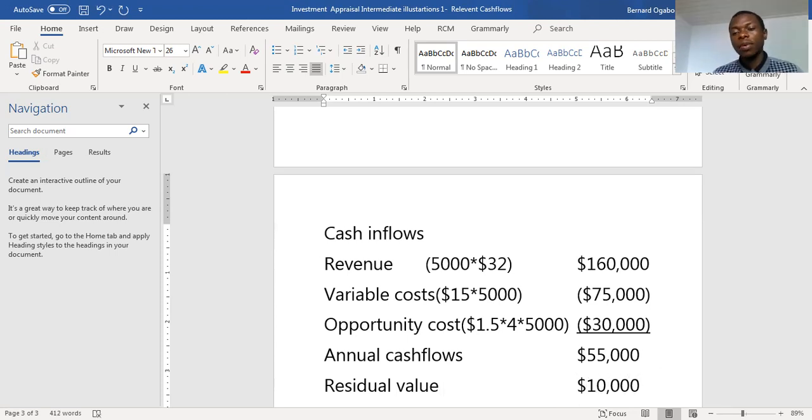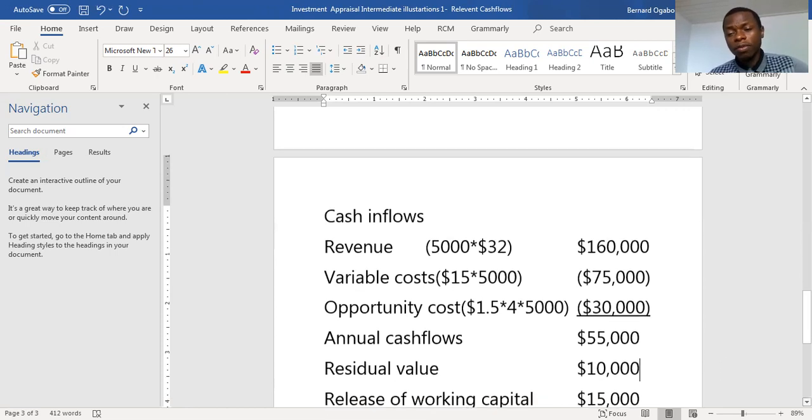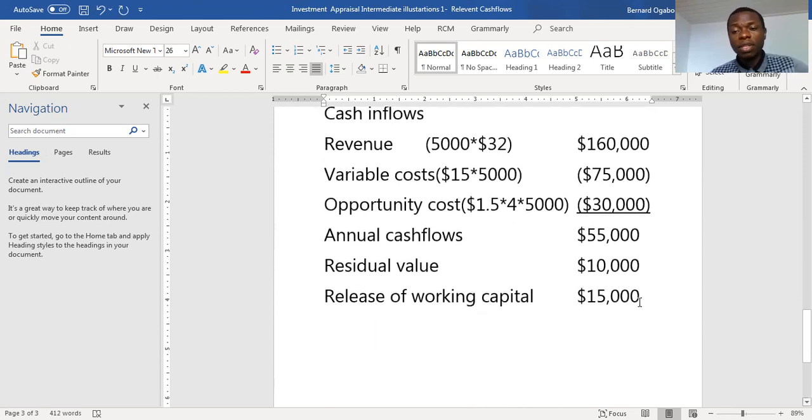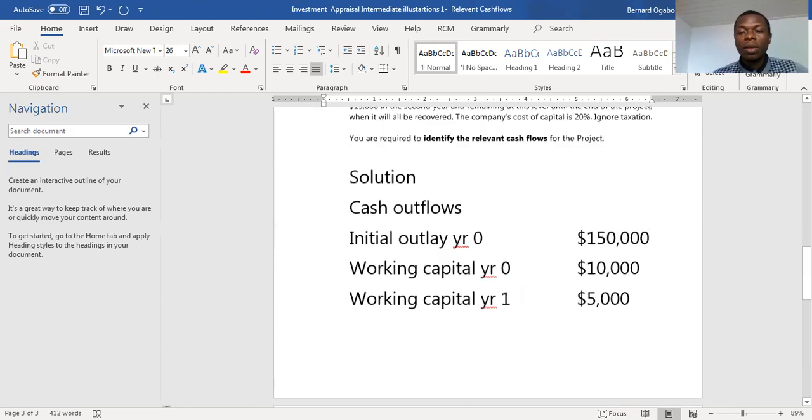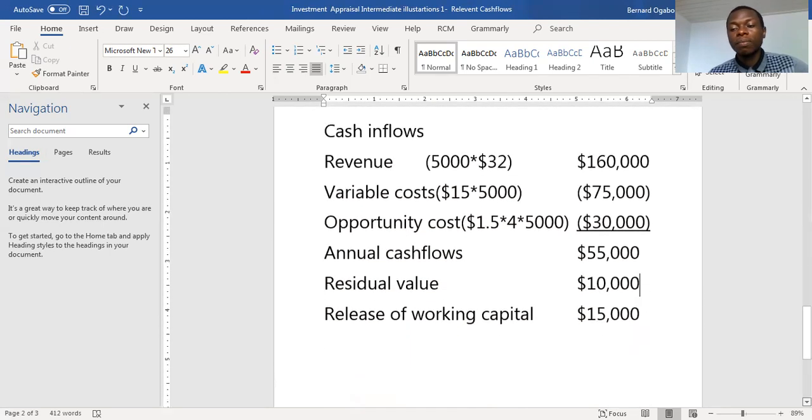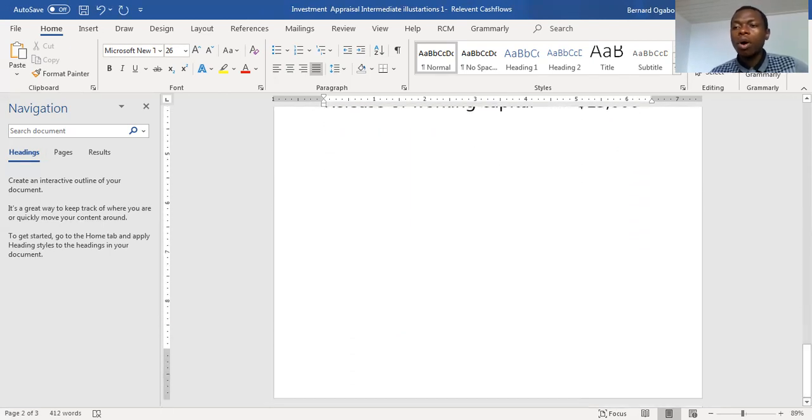If you have all this cash flow in place, then every year from year 1 to year 5, you're going to have 55,000 occurring as cash inflow. Year 5, you have residual value of 10,000 for the machine. Year 5, you have release of working capital of 15,000 coming as cash inflows. All this will be cash inflows, and this one will be cash outflow at year 0, cash outflow at year 0, cash outflow at year 1. When you apply the relevant discount factor, you'll be able to determine if the project is viable or not.